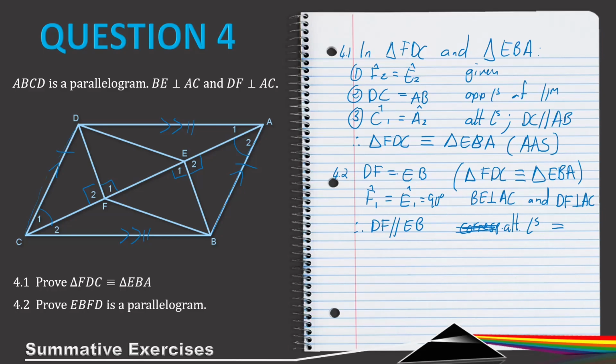Right, so now we've both shown that DF is equal to EB and that DF is parallel to EB. So we can say, okay, one pair of opposite sides are equal and parallel, which means therefore that EBFD is a parallelogram. All right, and that is it.